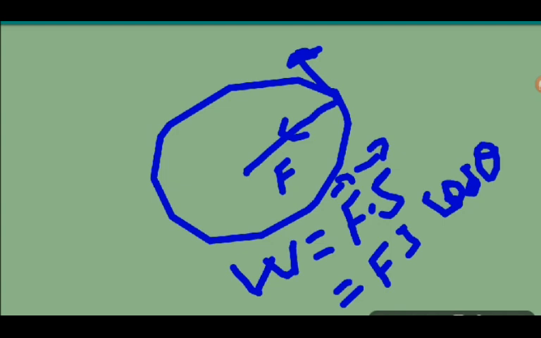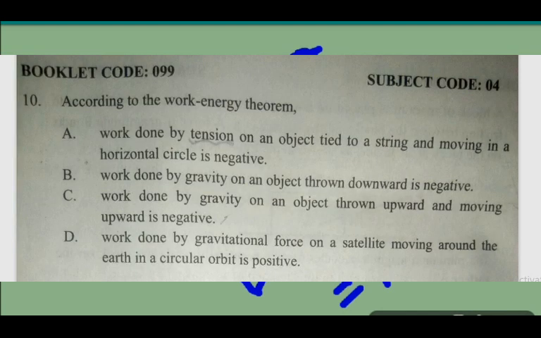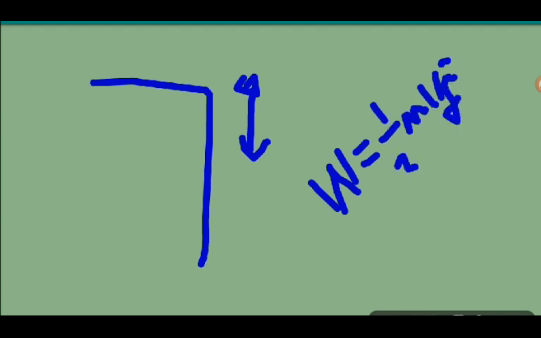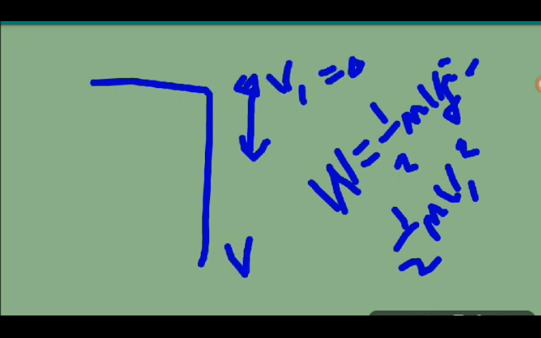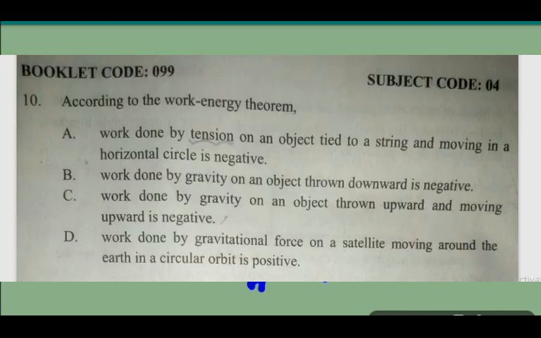Now let's proceed to B. Alternative B says work done by gravity on an object thrown downward is negative, but in downward direction, when it goes downward, the velocity will increase. So an increase in velocity will give you a positive result, not a negative result, because 1/2 mv final squared minus 1/2 mv initial squared. So the final is larger than the initial, so we have a positive result, not a negative result according to this relation.